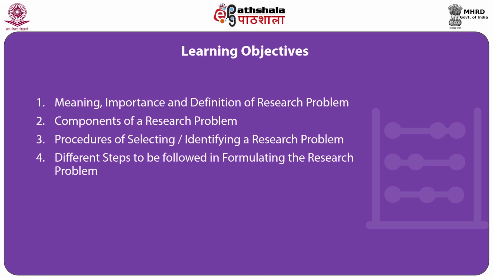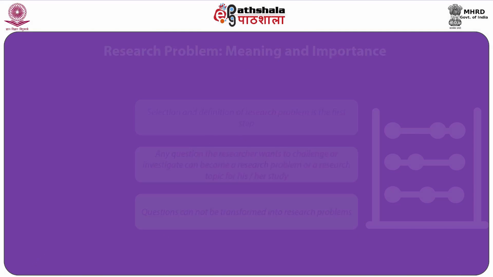The learning objectives pertaining to this module are meaning, importance and definition of research problem, components of research problem, sources and types of research problems, procedures of selecting and identifying a research problem, and different steps to be followed in formulating the research problem. First and foremost, we would like to learn the research problem meaning and importance.